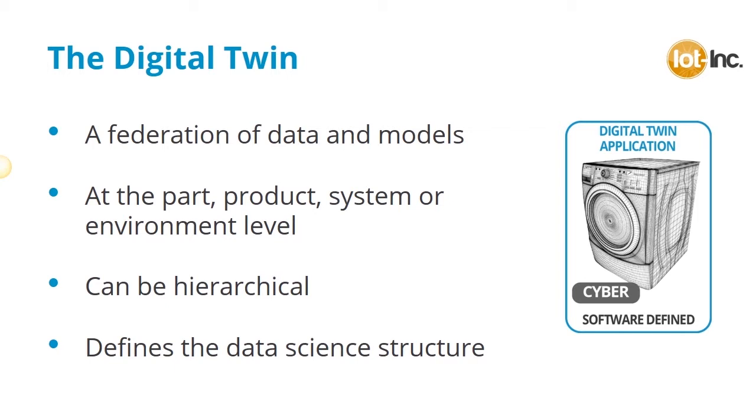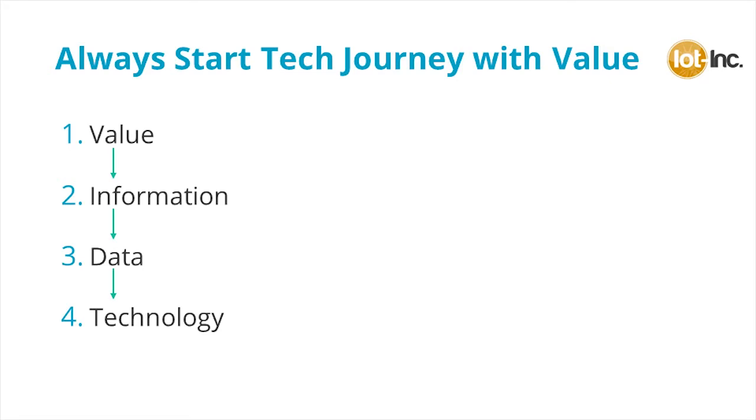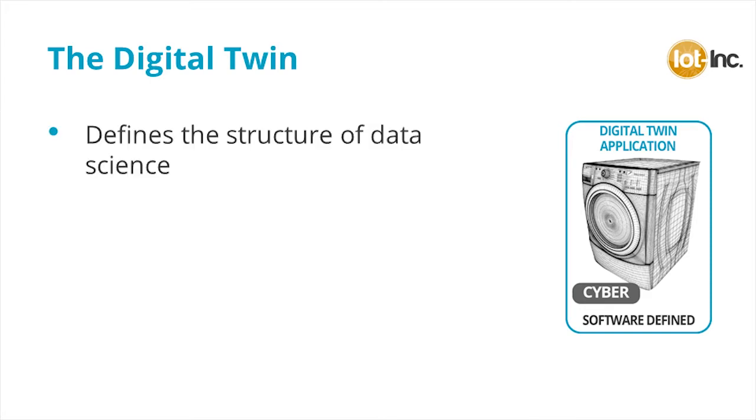And remember, we always start with value. What's the value we need to create? What's the information we need to create that value? Then, what data do we need to create the information to create that value? And then, what technology do we need to capture that data and store that data, in order to create that information to create that value? This is where the digital twin comes in. It again defines the structure for data science.